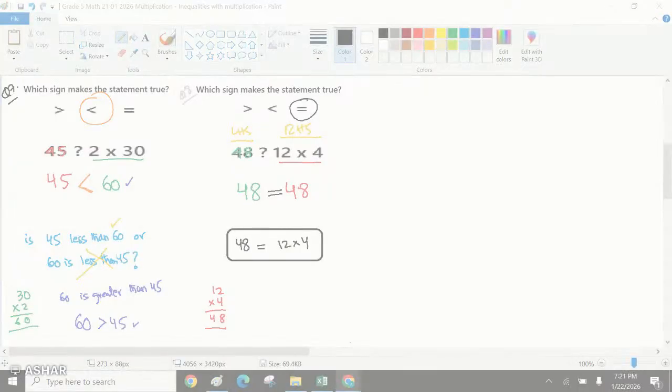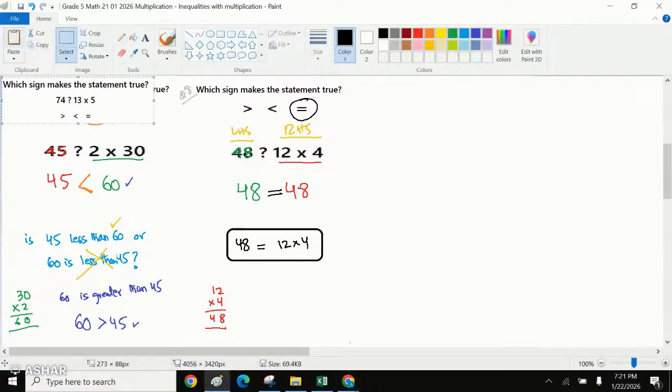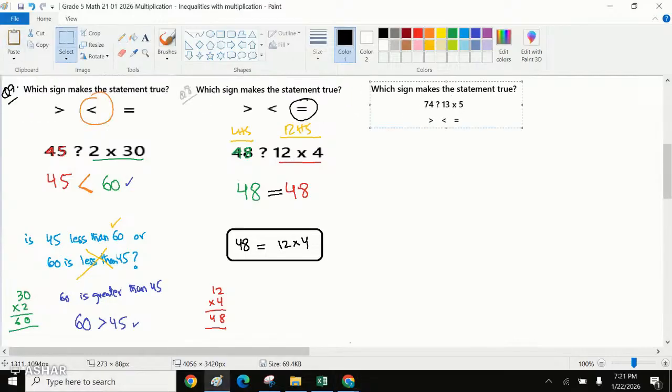The next question says, which sign makes the statement true? And it is given as these values and these other given signs, right? We have to pick one sign out of these. So it says 74.